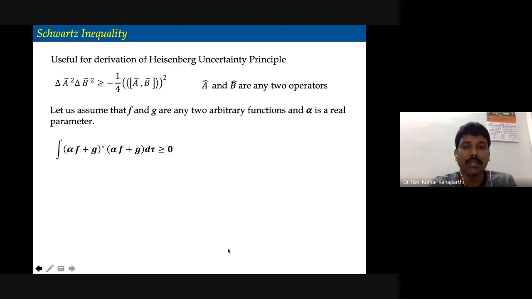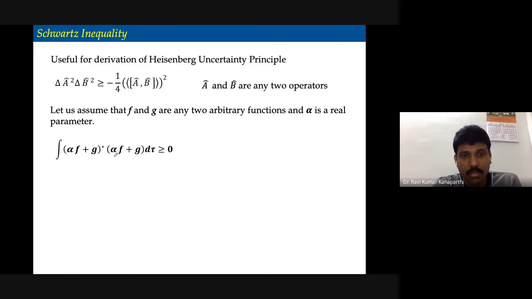Now, once we have assumed these things, since my alpha is a real quantity, I will multiply one function, that is alpha times f, and then I will add the function g to it. Finally, I will take the complex conjugate of this quantity, multiply it, and integrate it over the entire space.